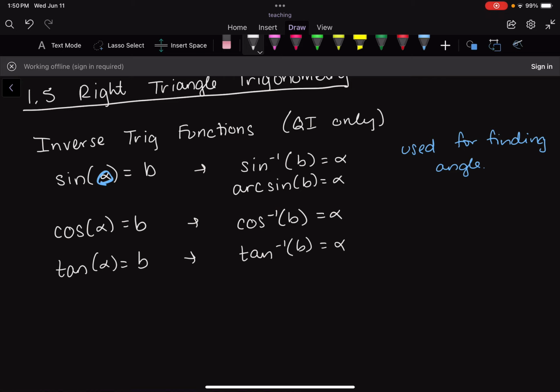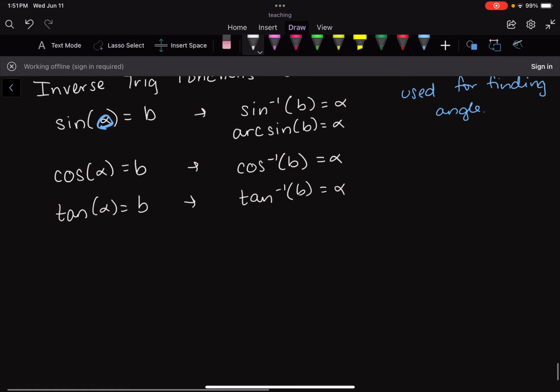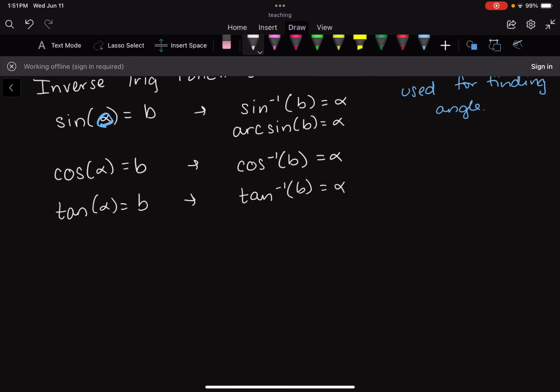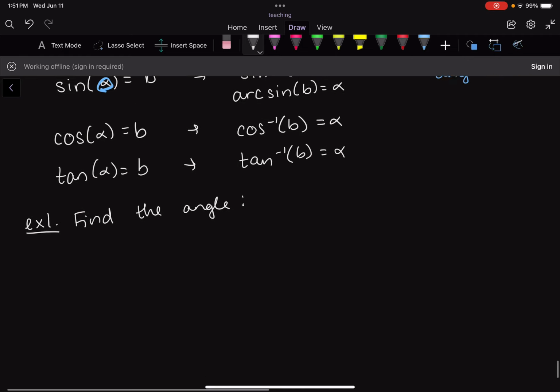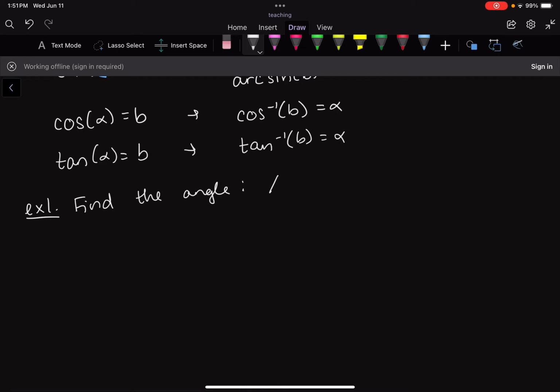Now in 4.1, we'll go really in depth into this and we'll have better explanations and more of a reason why and stuff like that. But just surface level right now. So let's do a little bit of practice. So example 1, we're going to find the angle for these. I could also maybe just say evaluate as the directions, either one.